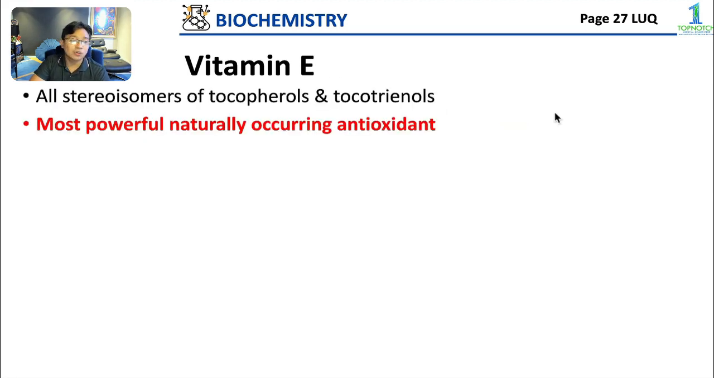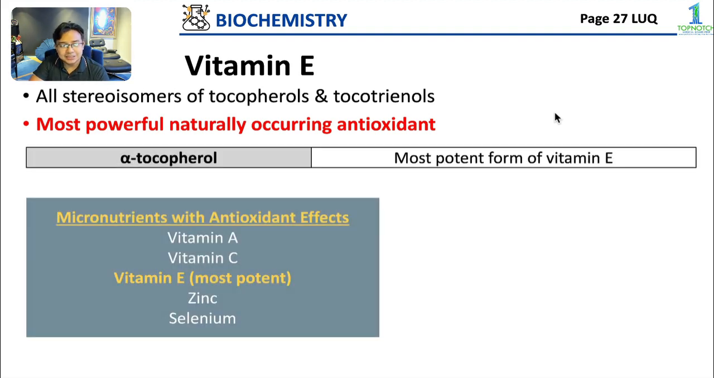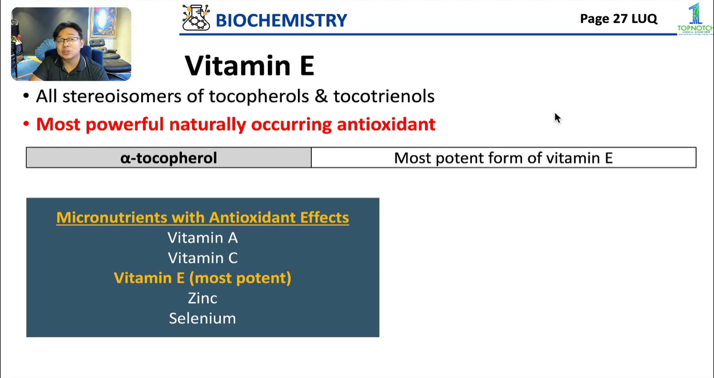Vitamin E contains tocopherols and tocotrienols and represent the most powerful naturally occurring antioxidant. We have here the most potent form, alpha tocopherol. And take note guys, the different micronutrients with antioxidant effects: zinc, selenium, vitamin A, vitamin C, vitamin E, zinc, and selenium. For vitamin A, as mentioned, it's mostly your beta-carotene because they can replenish your vitamin E in the body.